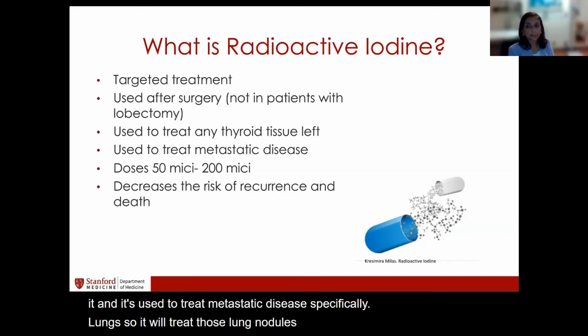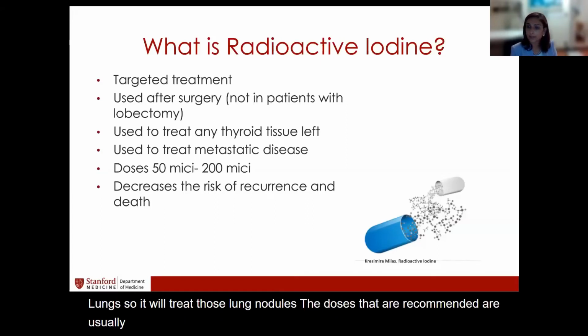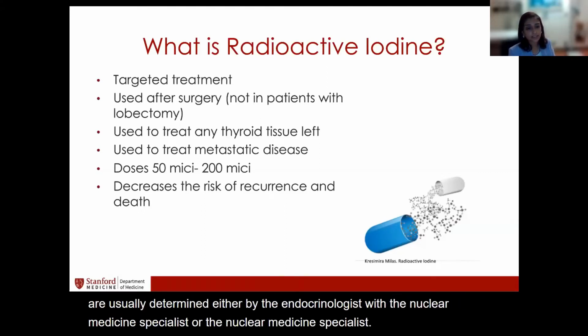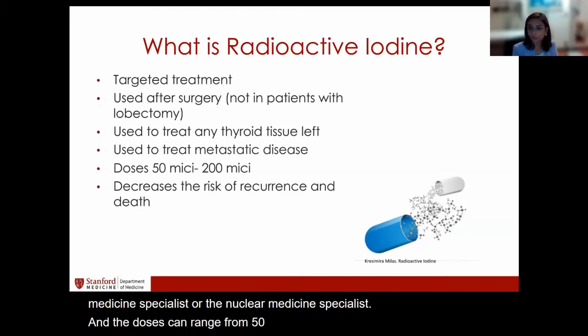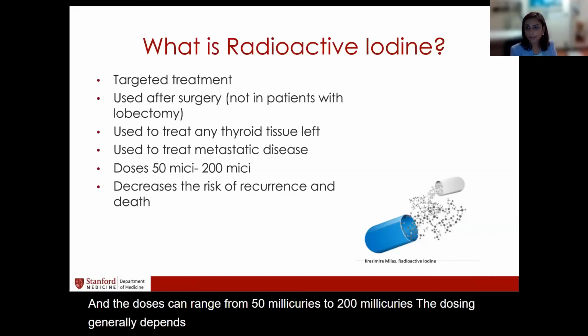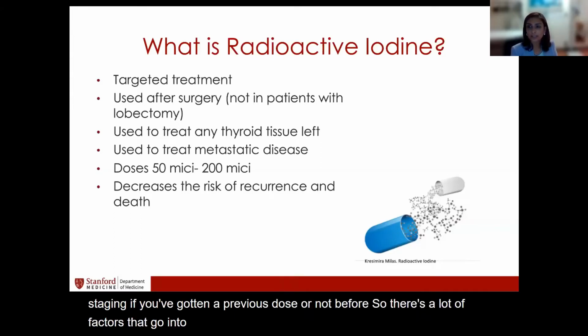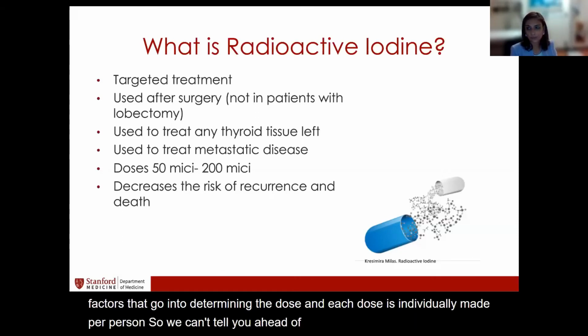The doses that are recommended are usually determined by the endocrinologist with the nuclear medicine specialist, or the nuclear medicine specialist alone. The doses can range from 50 millicuries to 200 millicuries. The dosing generally depends on the amount of thyroid cancer that was present, the staging, and whether you've gotten a previous dose before. There are a lot of factors that go into determining the dose, and each dose is individually made per person. So we can't tell you ahead of time what that specific dose is going to be.